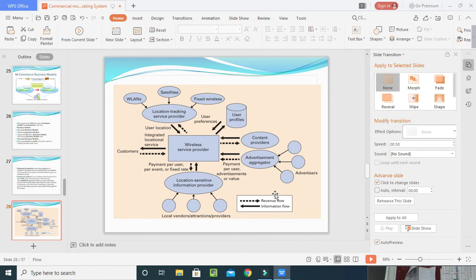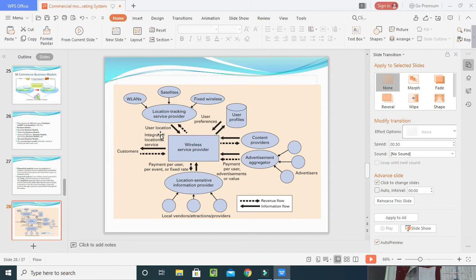Advertisement will take place. For that we need an advertisement aggregator and a content provider, that means the person who gives the advertisement either as a written or oral message, or both video and audio. So we need content. For that we have to pay, and the advertisements will be there. This will generate revenue, we will collect the information, and the company will pay the amount to them. So it has become a business chain. From the user profiles we will also collect information and data, and they will also provide the data.